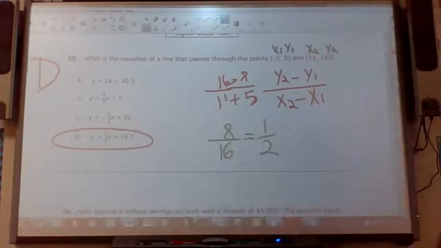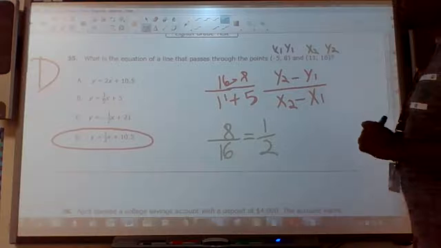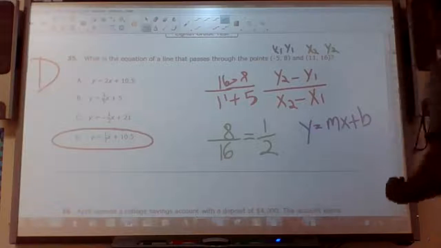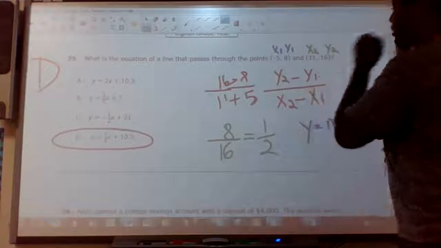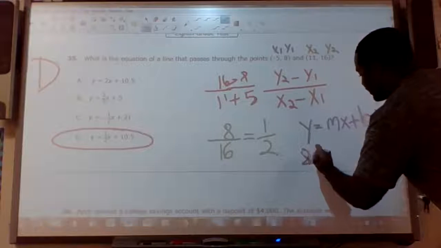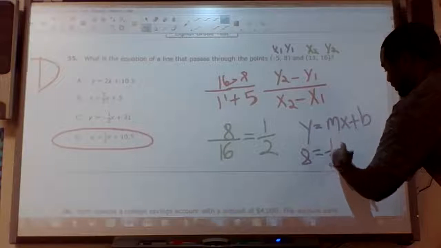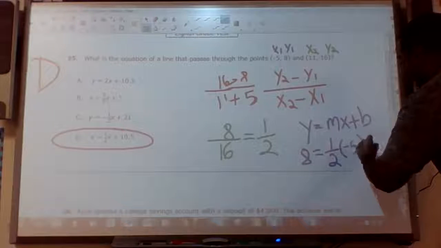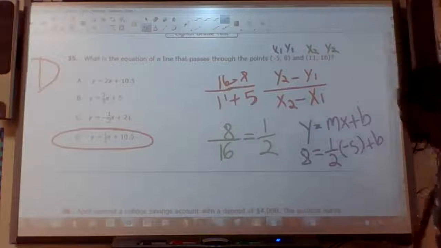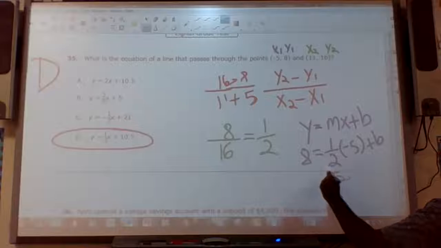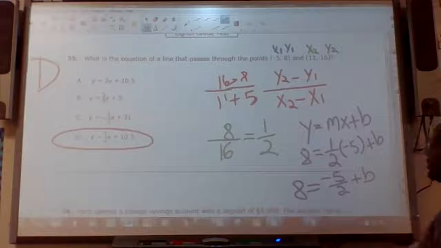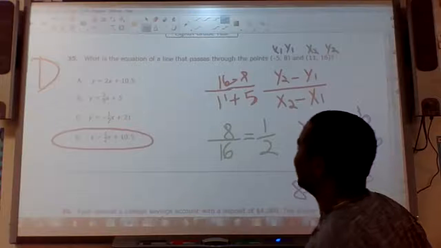Now we can find our y-intercept by plugging this into our equation, y equals mx plus b. If we use our coordinates, and let's say we use x1 and y1, we can say that 8 is equal to 1/2 times negative 5 plus b. I'm running out of room here. So 1/2 times negative 5 is negative 5 over 2, and that's plus b, equal to 8. All right, follow my moves, guys. I'm sorry that I'm all over the place.